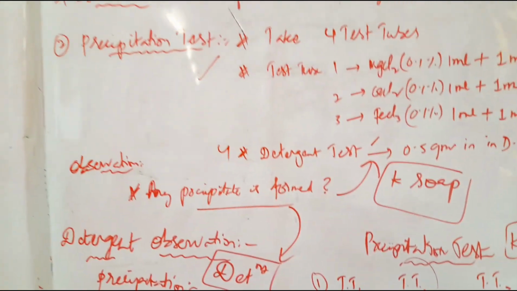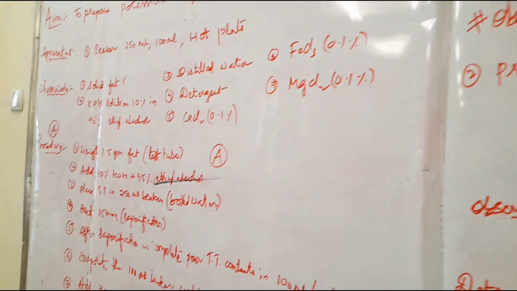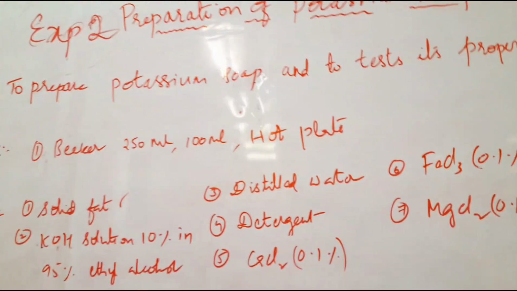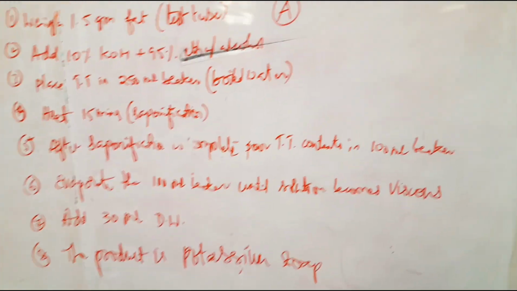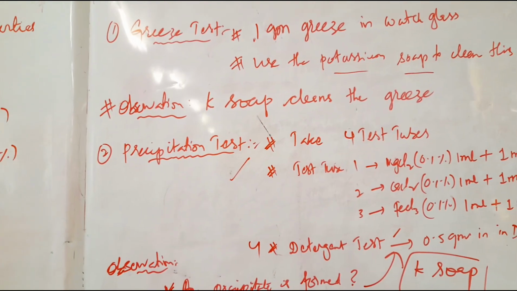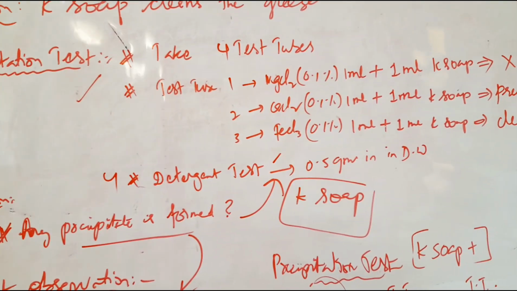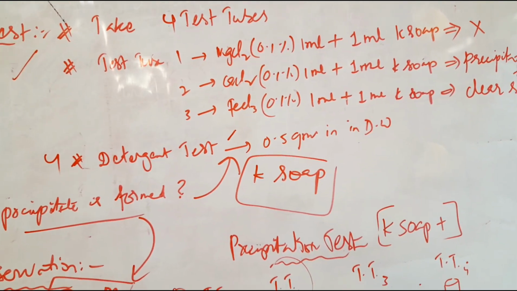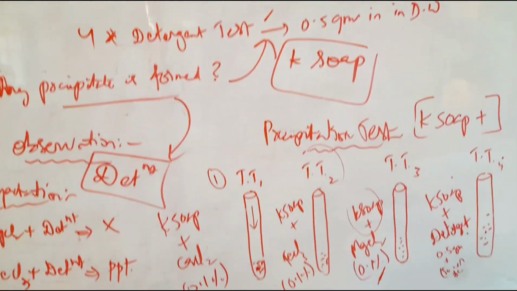So this is about the preparation of potassium soap, the procedure in brief, and also the properties of potassium soap, including the grease test and precipitation tests using magnesium chloride, calcium chloride, and ferric chloride solutions.